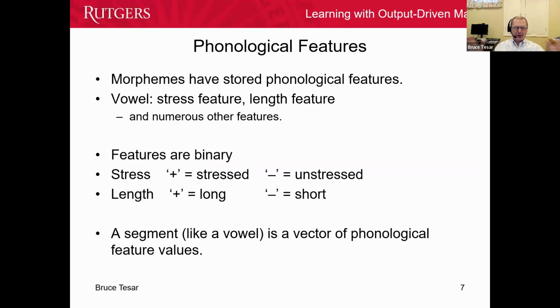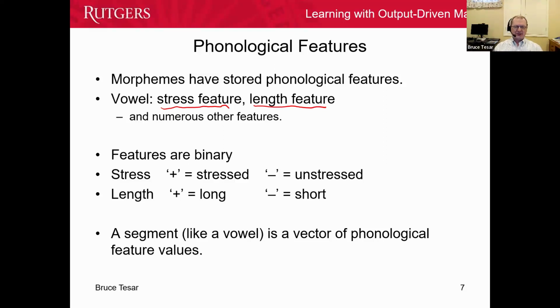So the sound portion of a morpheme, a meaning-bearing unit of a word, is commonly said to be expressed in terms of stored phonological features. And so we're going to be interested primarily in vowels today. A vowel will have a stress feature, a length feature. Those are the ones I'll be talking about today, and numerous other features as well that describe the different properties that characterize a particular vowel.